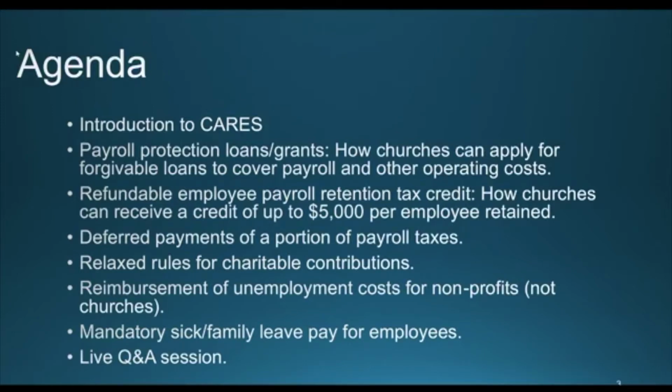Secondly, we're going to talk about the refundable employee payroll retention tax credit. Now, this is a tax credit. It's not a loan. It's a credit against taxes that churches can receive. It's up to $5,000 per employee retained. This is part of trying to help businesses, including churches, keep employees in difficult times. We're also going to talk about deferred payments of a portion of payroll taxes. Those deferred payments can be extended out a significant period of time, and there is no penalty, no interest. There's not really a downside.